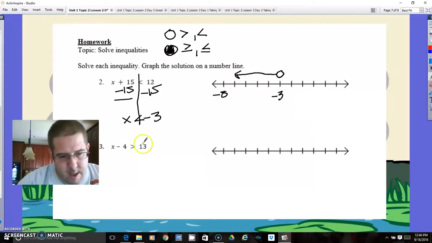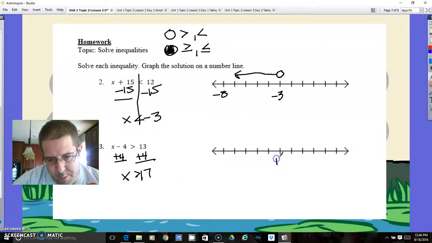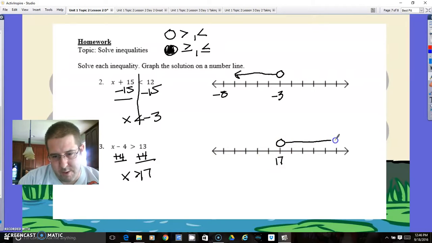All right, and this one, add 4 to both sides. That gives me x is greater than 17. So I'm going to throw 17 in the middle. Once again, it's an open circle because it cannot be 17. And everything that's greater is to the right.